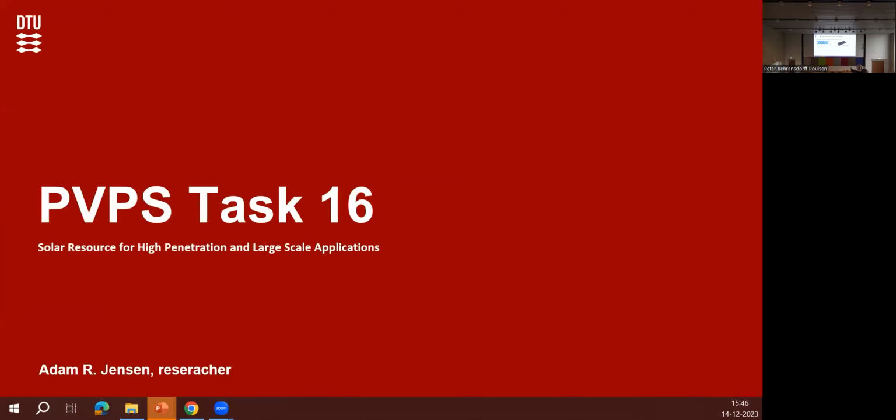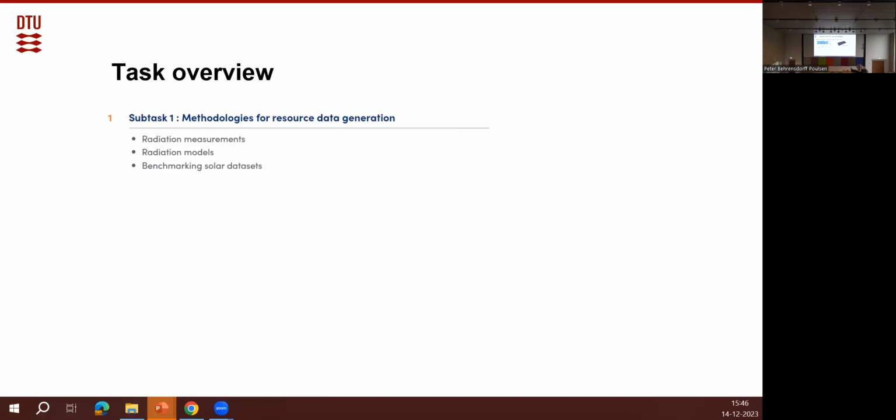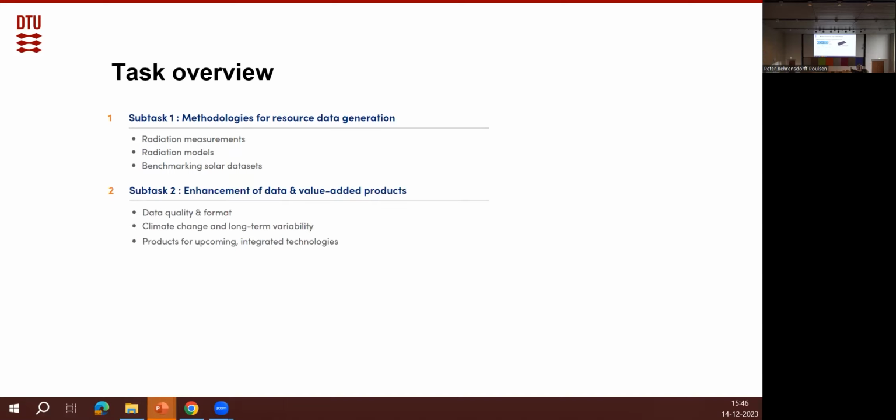and whatnot. But first, I'm just going to start off by giving a bit of a task overview, and then I'm going to throw out some concrete examples of some of the work that we've been doing. So again, we're divided into 4 subtasks. The first one deals with data generation. So that's about measurements, models that produce data, and evaluating some of these data sets. Then we have 2, which is about enhancement of this data and analyzing these data, solar irradiance data. So that's about quality control and how we are going to be able to enhance these for better usage, with different stakeholders and for different new technologies.